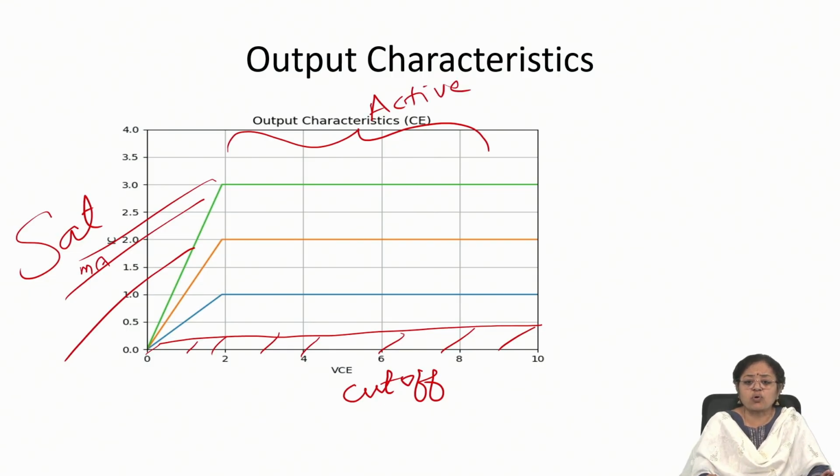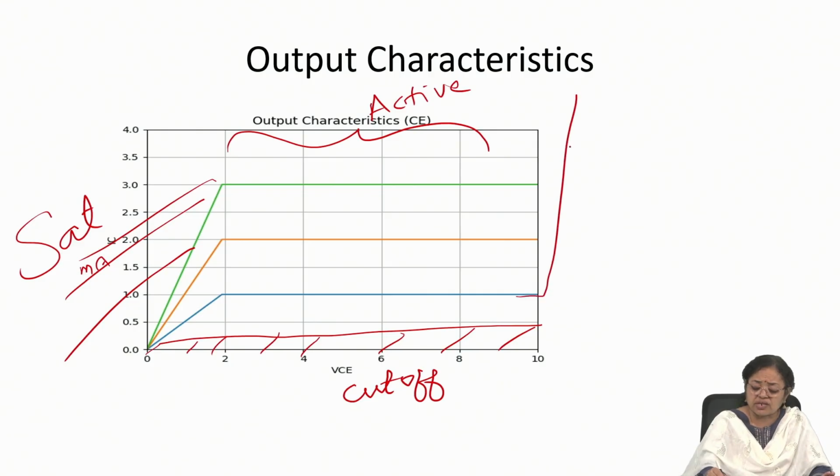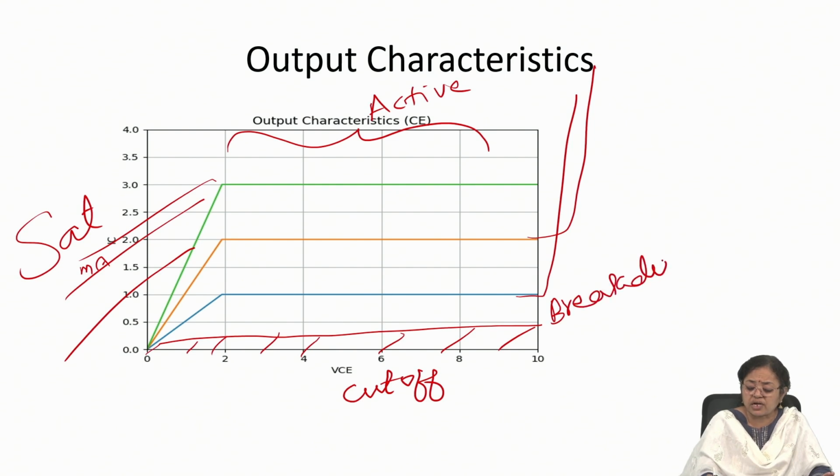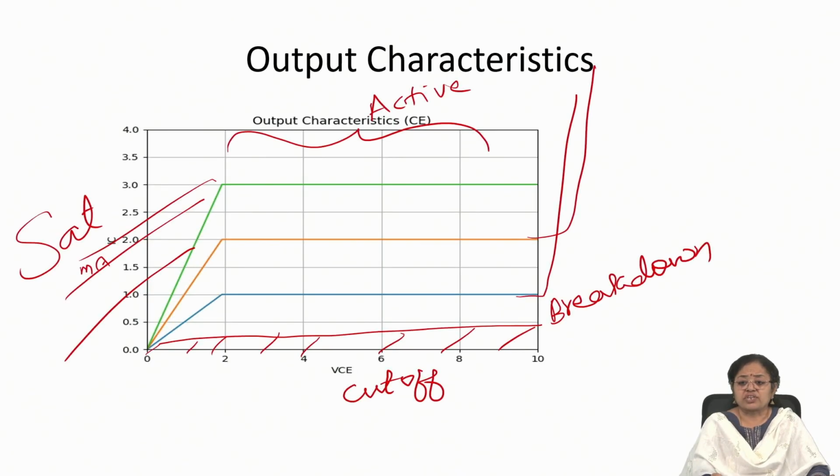What happens if I go over and above this? If I go beyond this, the characteristics will go something like this, which is nothing but the breakdown region. We should never go into the breakdown region. This will lead to the breakdown or damage of the transistor. So these are the output characteristics and input characteristics that we have learnt from the BJT configurations.